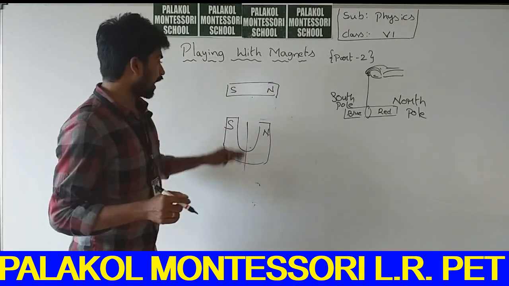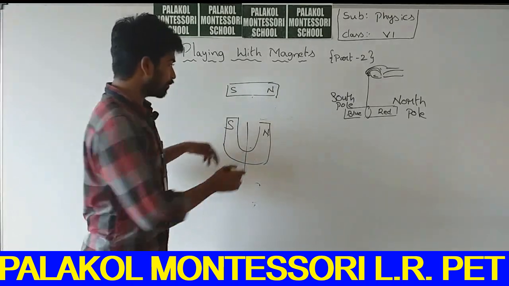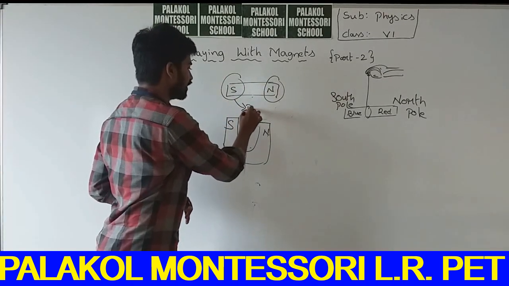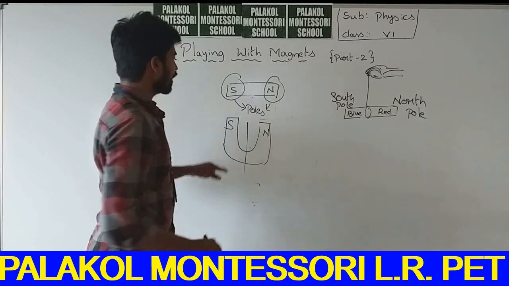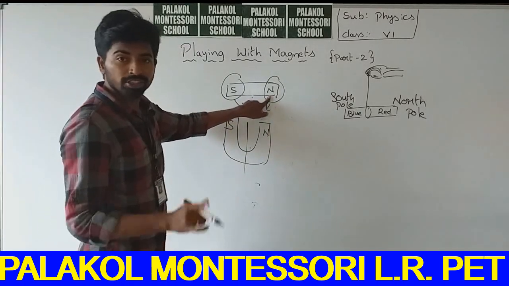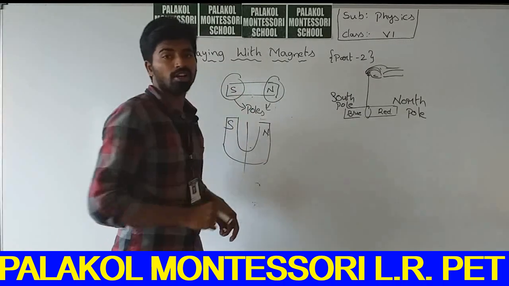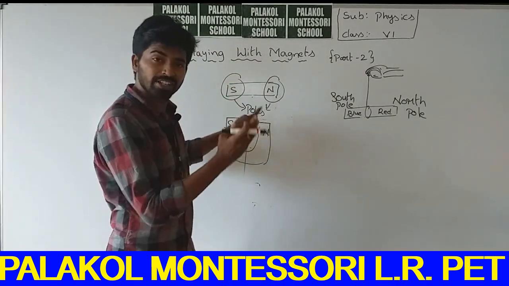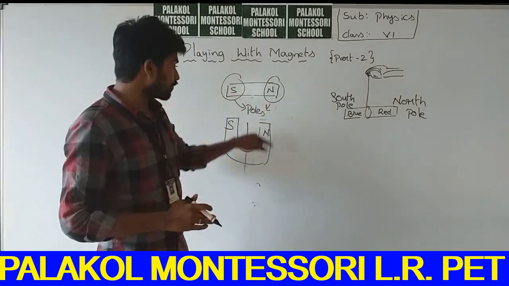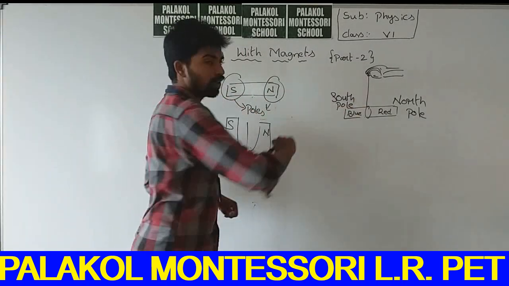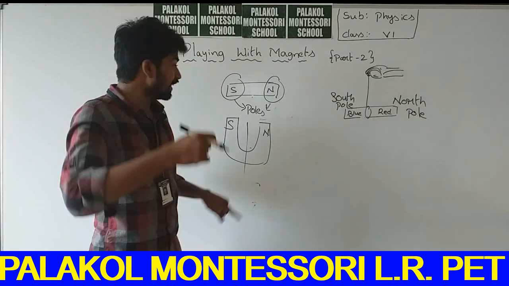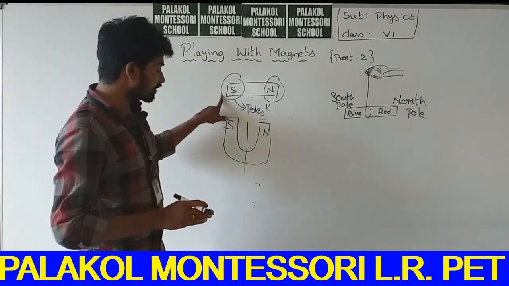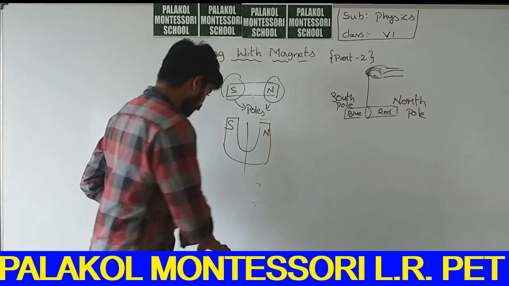So every bar magnet has two ends. We will call these two ends poles. The pole which always points towards north when you suspend it freely, this end is always pointing towards north. That's why we call this the north pole. When suspended freely, this other end is always pointing towards south. That's why we call this end the south pole.